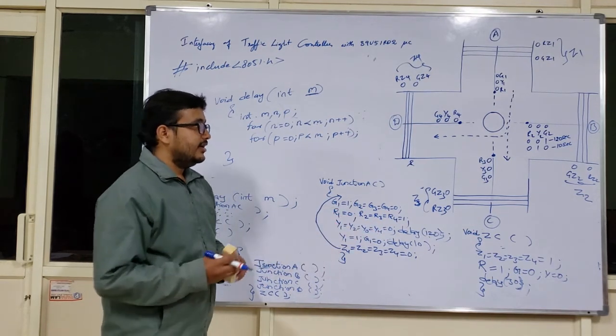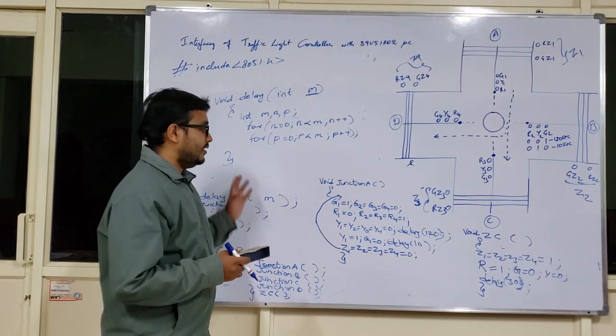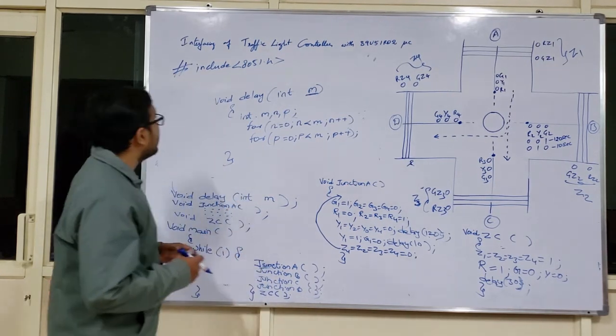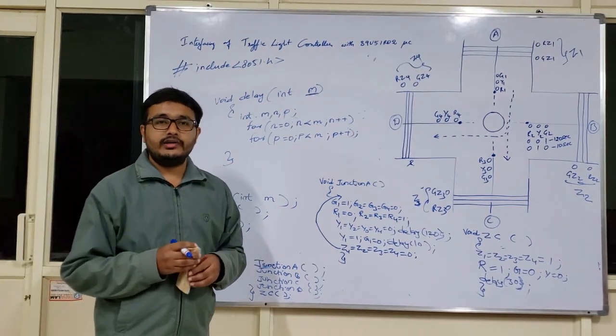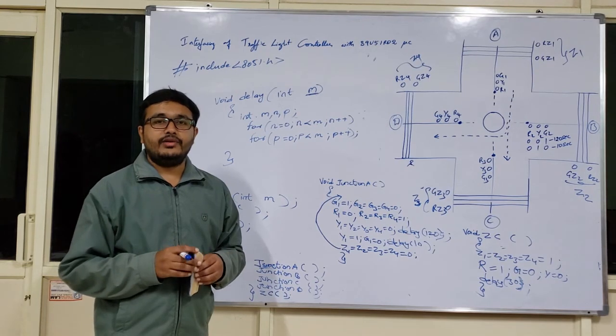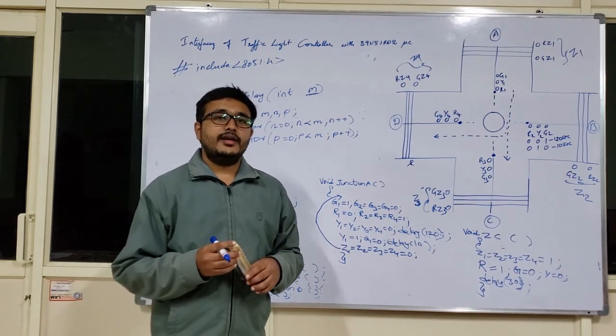Hence, this is the traffic light controller experiment, and I have given enough hints for you to develop the program for programming the 8051 controller to interface with the traffic light. So let us move to the hardware, and thank you for the day.